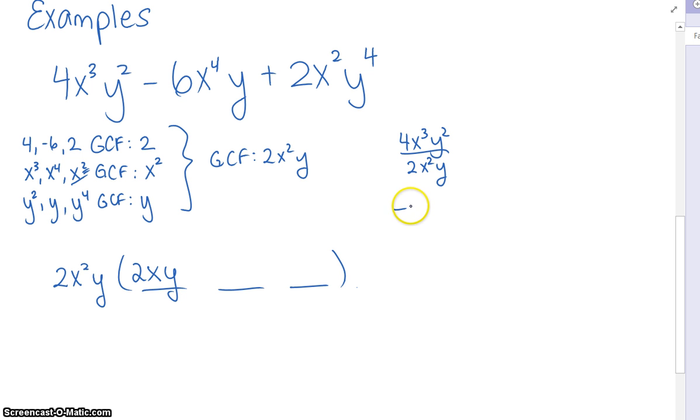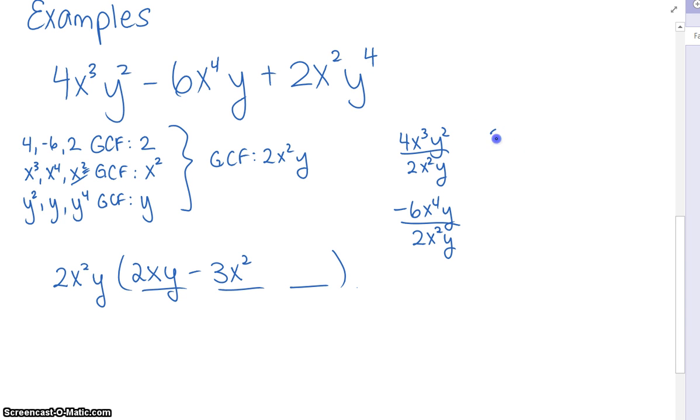If we look at our second term, negative 6x to the 4 times y, and we divide it out by the greatest common factor, we are left with negative 6 divided by 2 is negative 3. X to the 4th divided by x squared, 4 minus 2 is 2. Y divided by y becomes y to the 0, which becomes 1, which we don't need to write down.